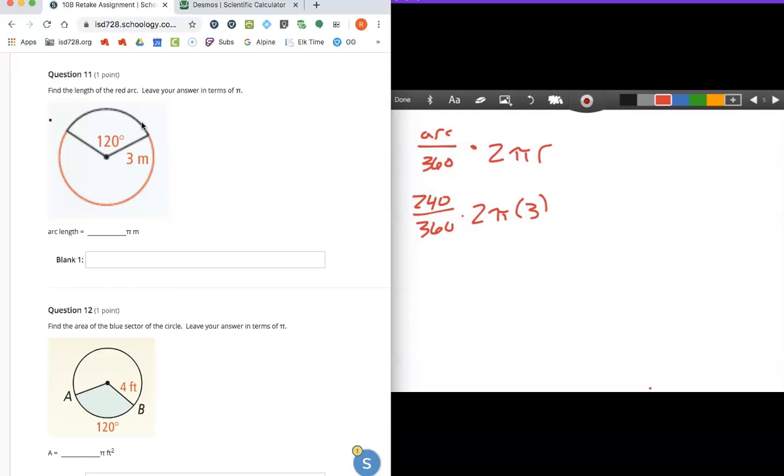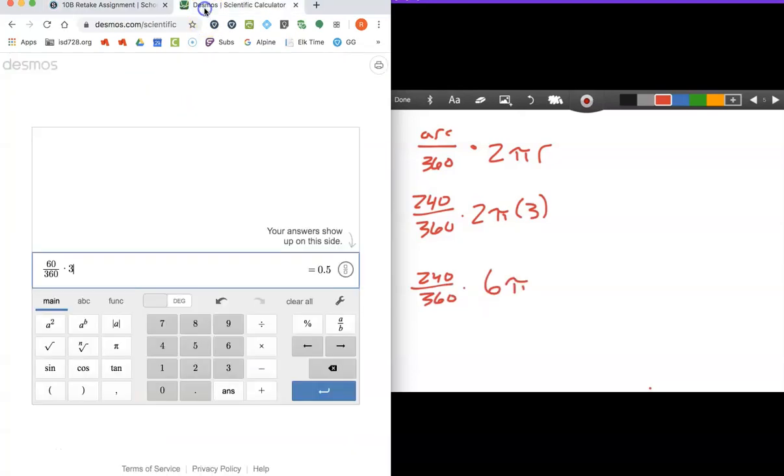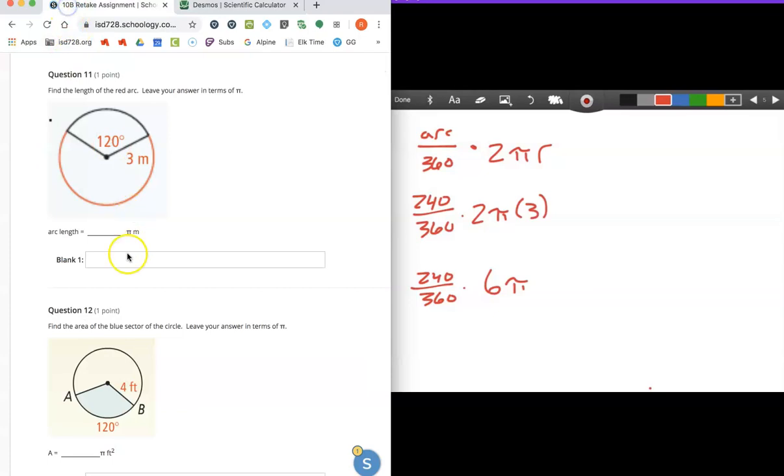240 over 360, that's like 2/3. I'm going to leave it the same since we're going to do the calculator step next, times 6 pi. We're going to leave our answer in terms of pi, so all I need to change is this to a 240 and this to a 6. So 2/3 of 6 is 4, so this one would have an answer of 4 pi.